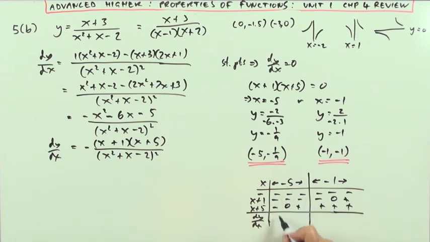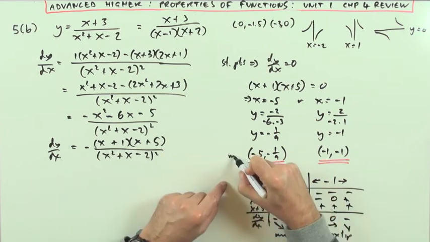So what happens at this one? I've got a negative, a 0 and a positive. So it's going down, along and up. So that's our minimum turning point. This one, I've got a positive, a 0 and a negative. So that's a maximum turning point.